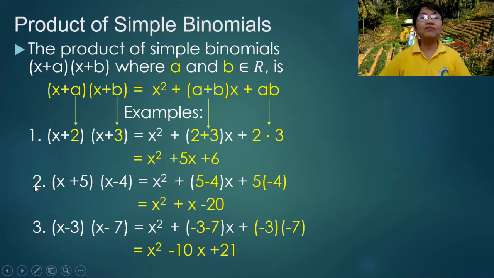Number 2. Following the same formula here, number 2 is x squared, and then you add the 5 and the negative 4. 5 minus 4, you have an x. And then 5 times negative 4, you get a negative 20. So the answer is x squared plus x minus 20. And number 3, x minus 3 times x minus 7. So we have x squared, then you combine negative 3 and negative 7 to give you negative 10x, and then you multiply negative 3 and negative 7 to give you positive 21. The answer is x squared minus 10x plus 21.